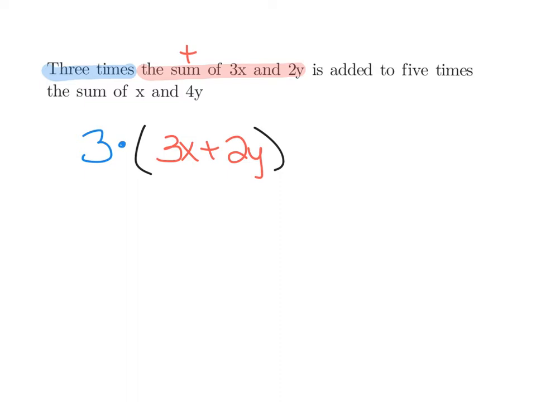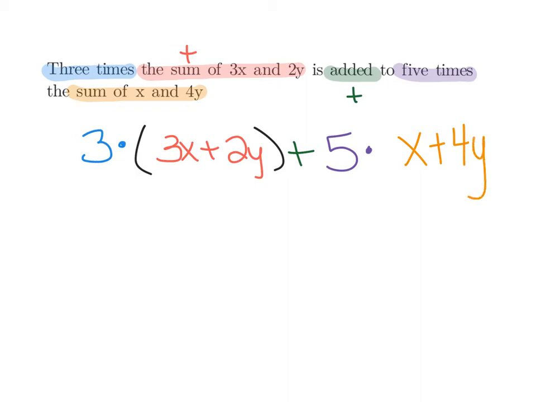that this is added, so I'm again adding, to 5 times the sum of x and 4y. So again, sum is addition, so x plus 4y. We need parentheses though, that way it's 5 times the whole sum, not just 5 times x.